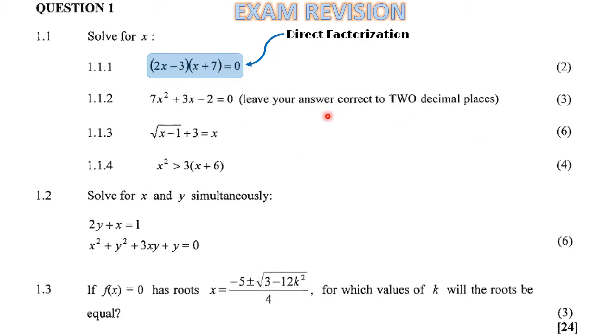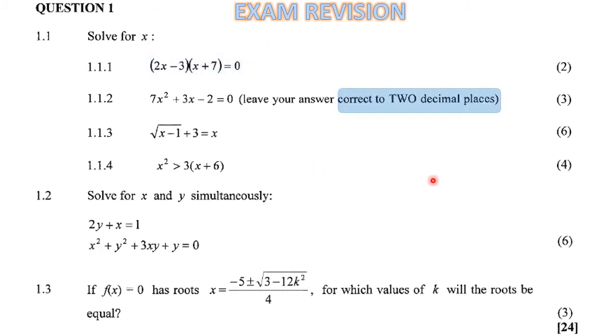Now, beside a question that will need you to directly factorize, you will also have a question that will say correct to 2 decimal places. Immediately when you see a question saying correct to 2 decimal places, the implication is you should use the quadratic formula. Or if you don't use the quadratic formula, you can complete a square, of which 98% of learners wouldn't want to complete a square, you know.